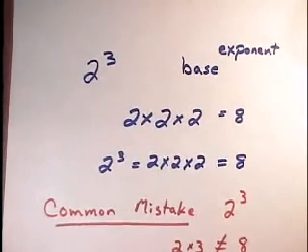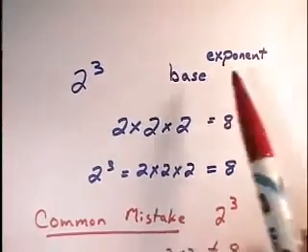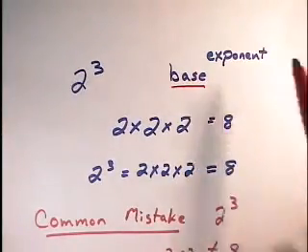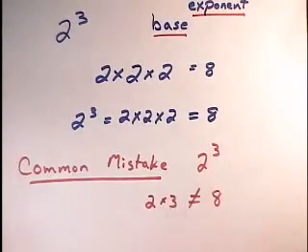So remember, when you see an exponent, it's a shortcut way to write repeated multiplication. Identify what your base is and what your exponent is. And remember that we never multiply the base times the exponent, which is a very common mistake.